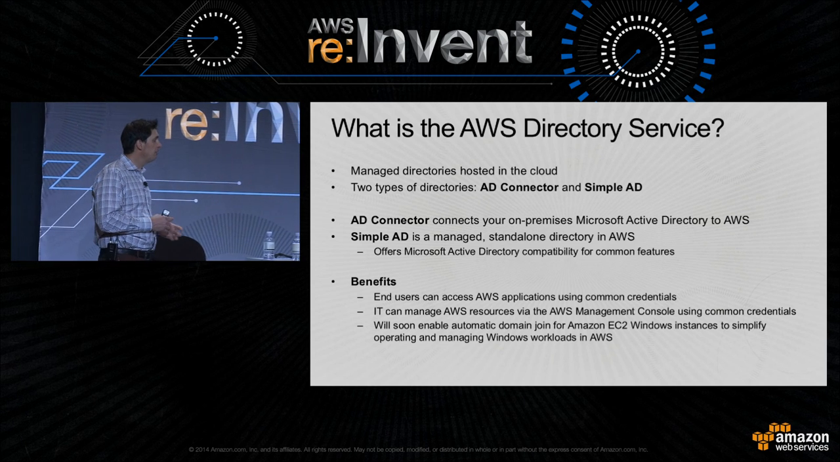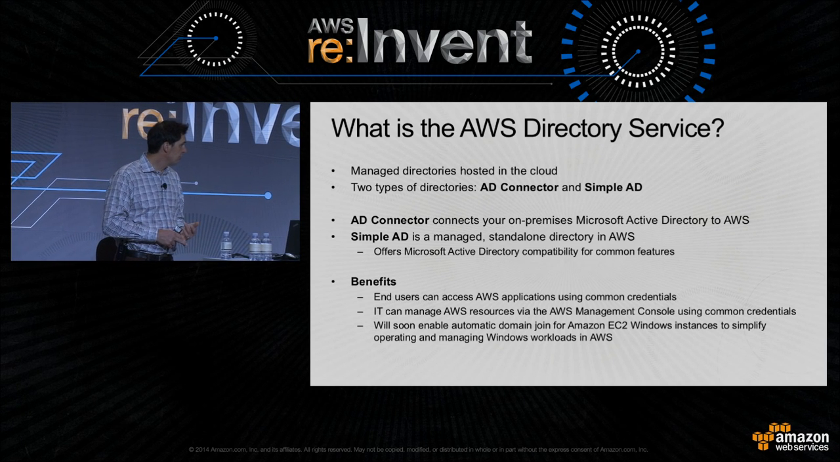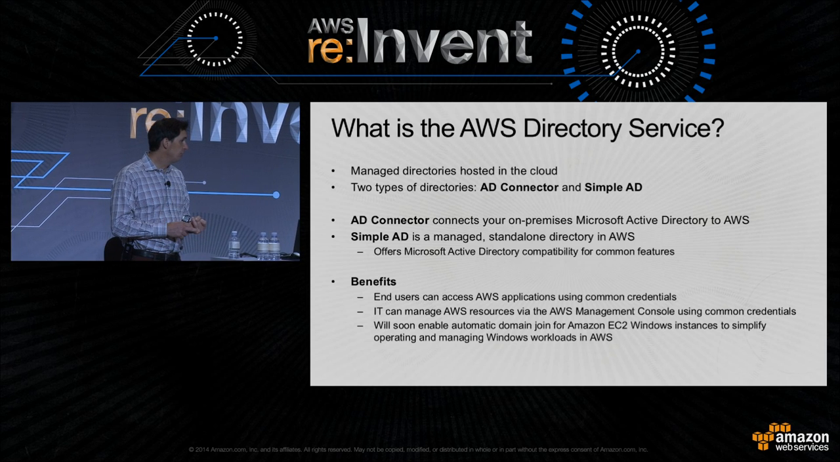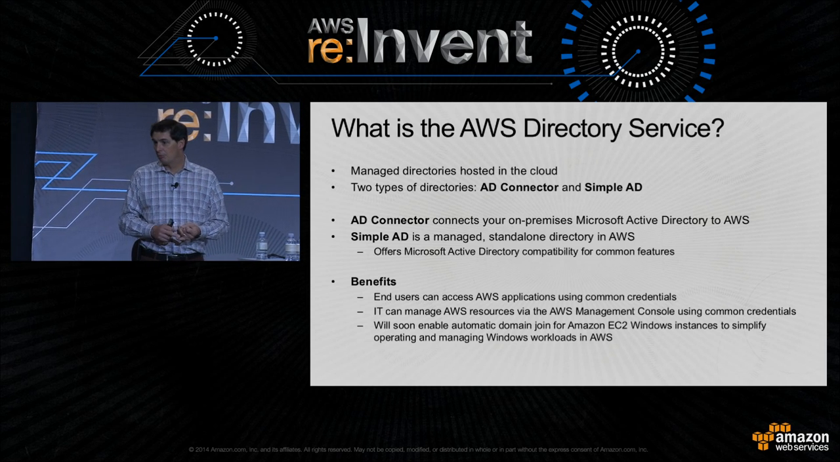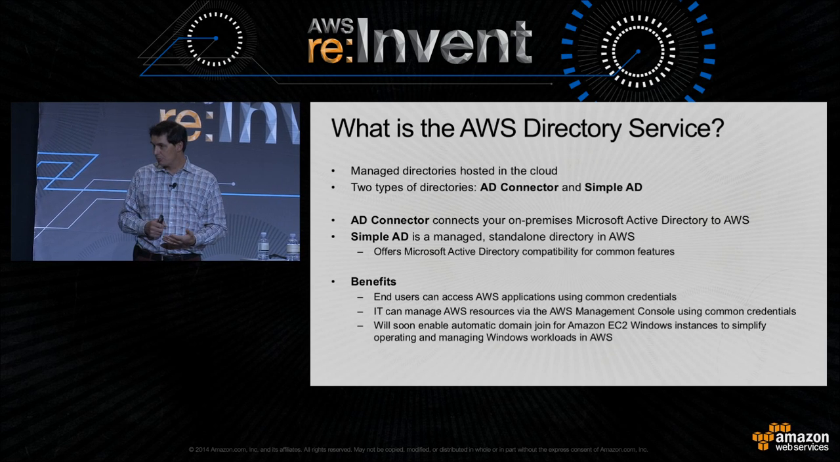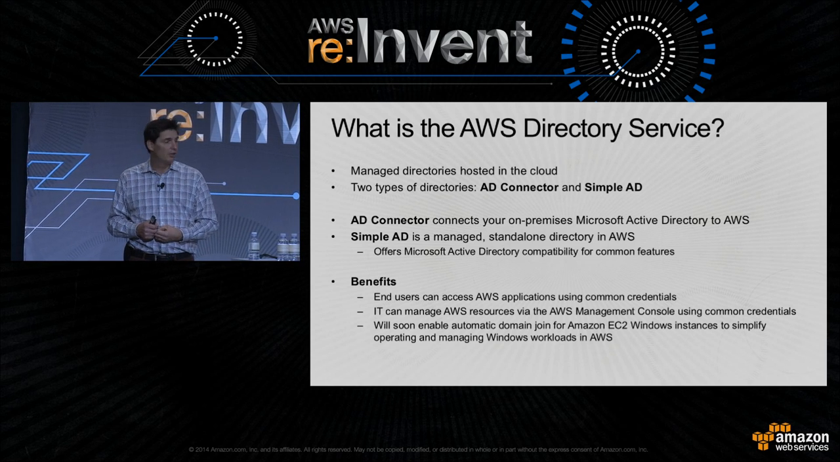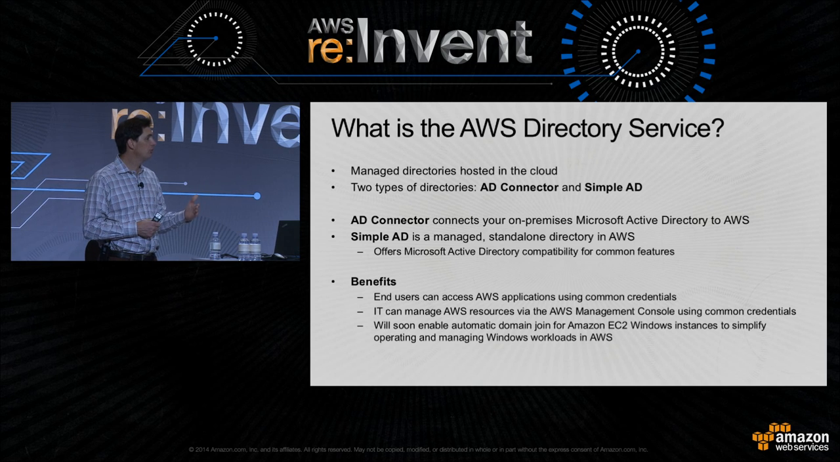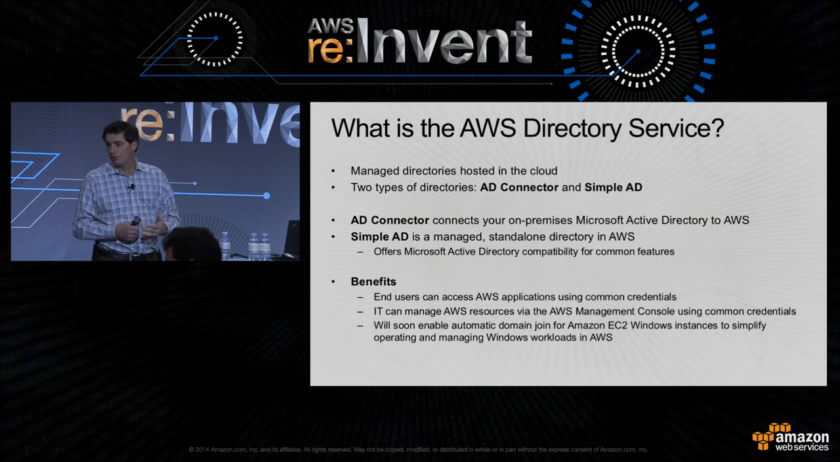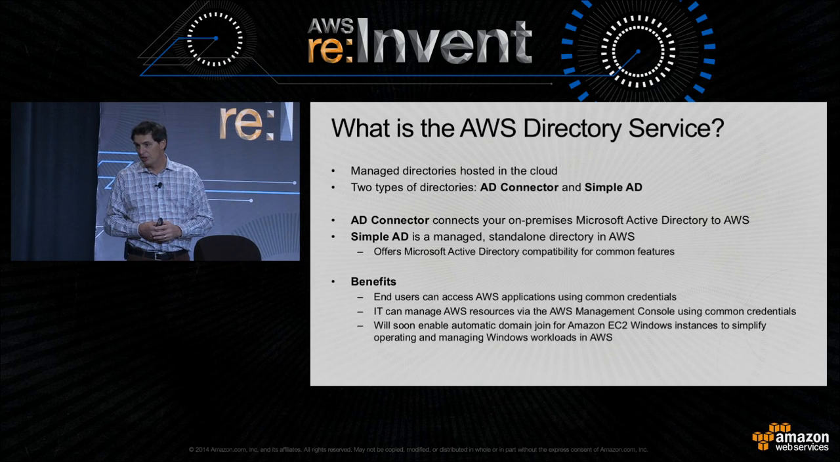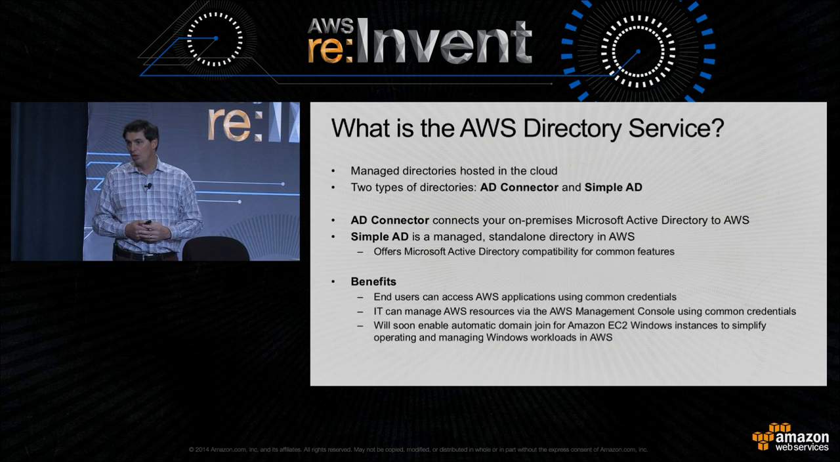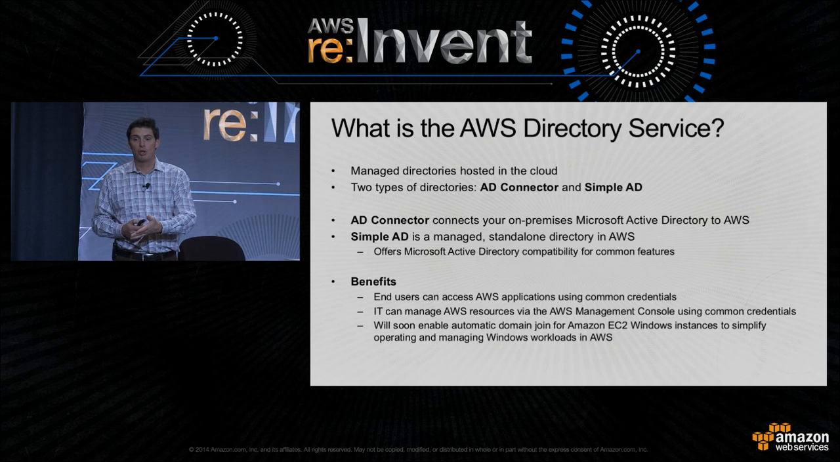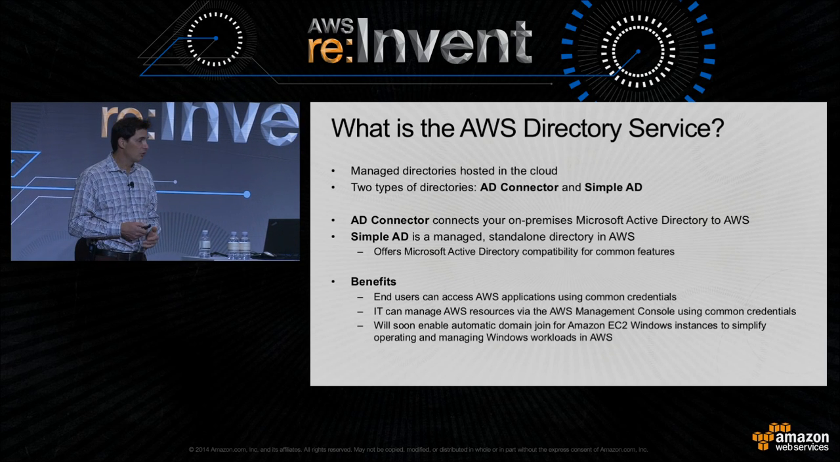We think the big benefit here is for end users, it lets them access AWS resources using their on-prem credentials. And by that, I mean both the AWS Management Console through IAM roles and federation, as well as AWS applications like Amazon WorkSpaces and Zocalo. And then soon we're going to enable the ability to actually domain join computers, virtual machines at launch. So you'll be able to, from the Launch Console, provision an EC2 Windows instance and actually have it joined to your Active Directory on-prem at launch time. And that's a feature that we've heard a lot from customers about.